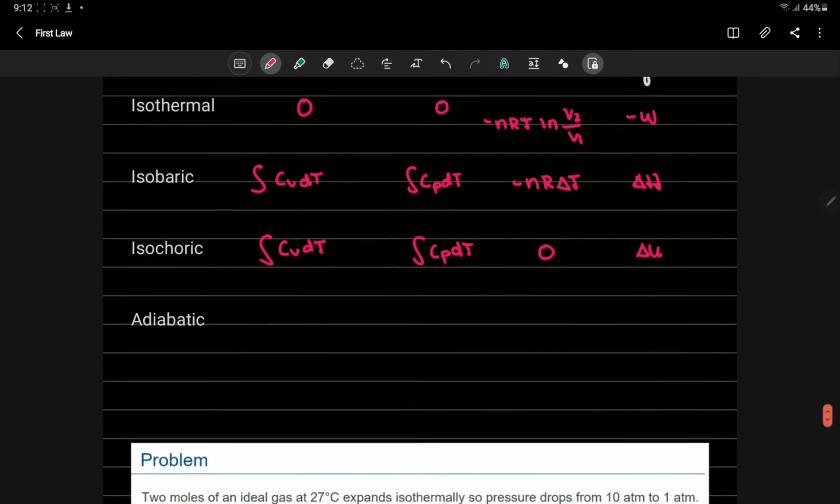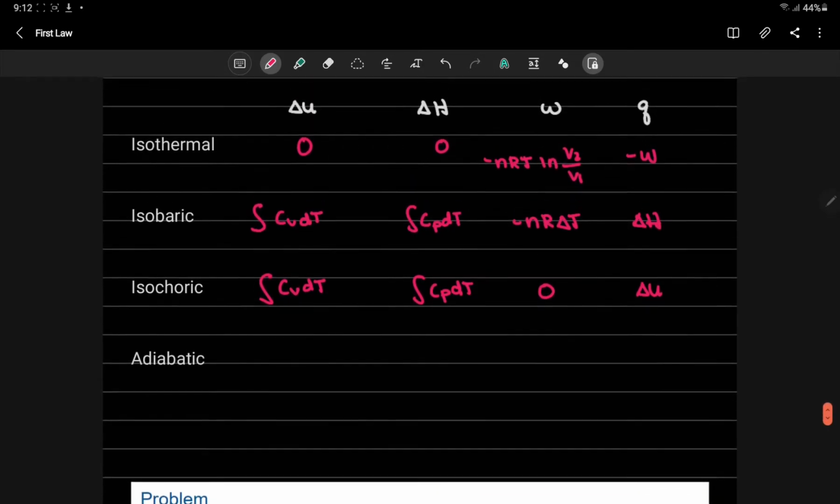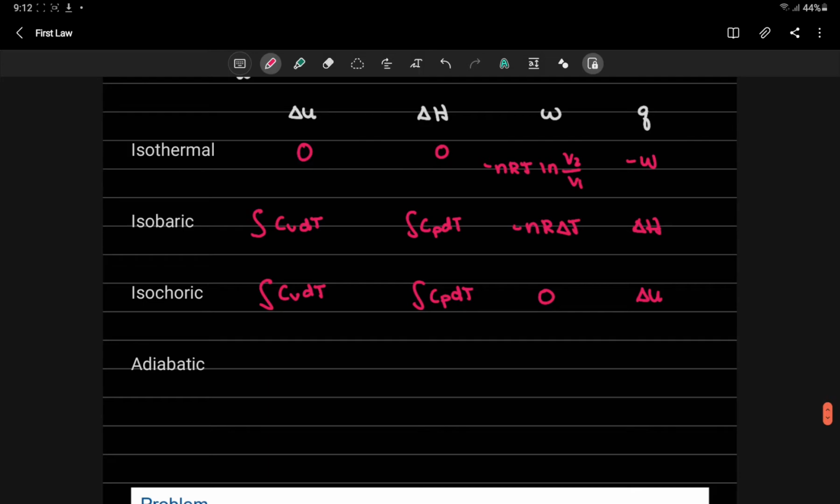And lastly, for adiabatic processes, nakita natin na ganun din. Delta U is integral of CV dT. Delta H is integral of CP dT. Q is 0 kasi yun yung definition ng adiabatic processes. Walang heat transfer. And W is just your delta U as well.